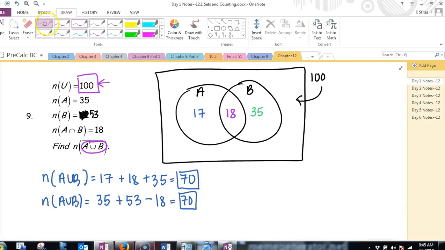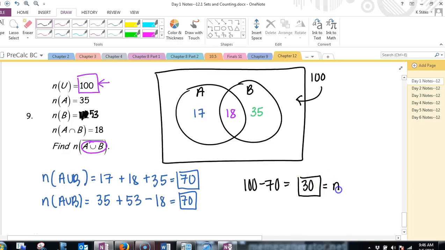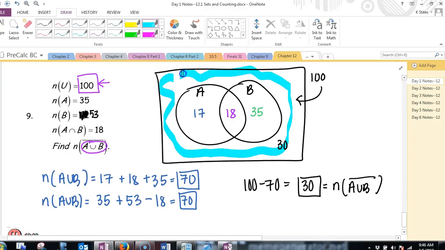All right, but remember, you're not done because we want the complement of this. So the number in the complement. If there are 70 total pieces in A union B, and there are 100 in the universal set, then we just have to do 100 minus 70 gives you 30 for the number in the complement of A union B. So that means there are 30 pieces out here, 30 whatever people or crayons, I don't know. All of these numbers should add up to 100, which is representing the whole set.